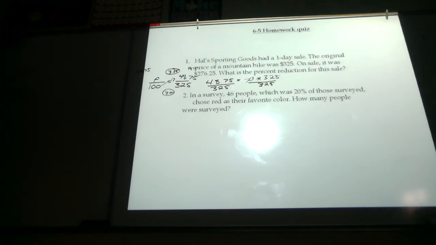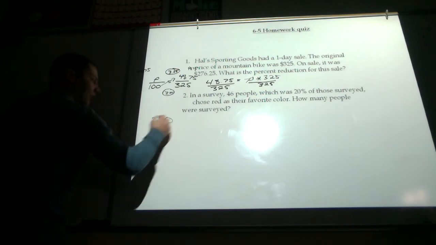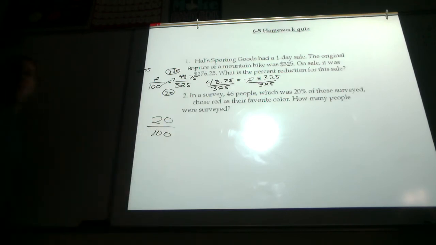Okay, let's do the next one. In a survey, 46 people, which is 20% of those surveyed, chose red as their favorite color. How many people were surveyed? Oh my goodness, this is so easy to do proportionally. Watch. 20% out of 100.